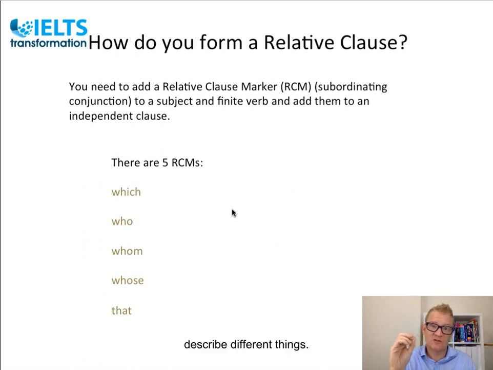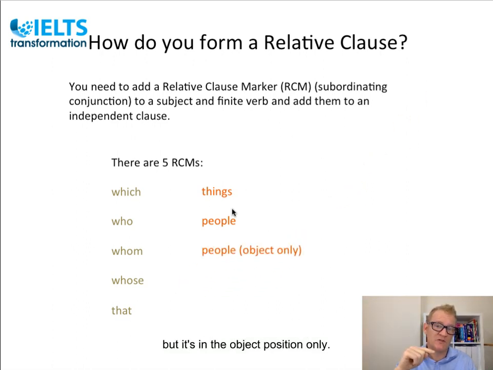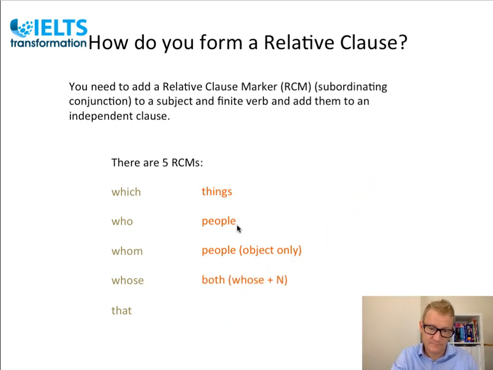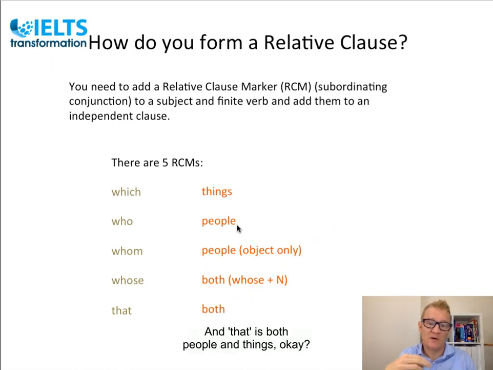Okay, so all these pronouns and conjunctions describe different things. Which describes things, who describes people, whom describes people, but it's in the object position only. Don't worry if you're not sure what that means, I will explain. But this is an important point. Whose is both people and things and describes possession. And that is both people and things, okay? So we will look at these in more detail.